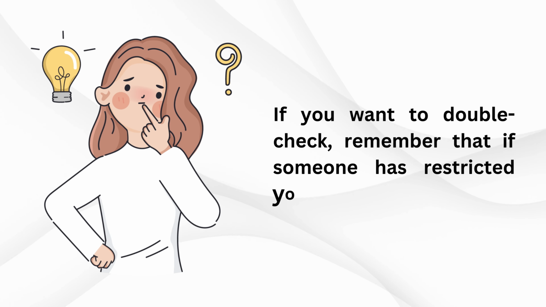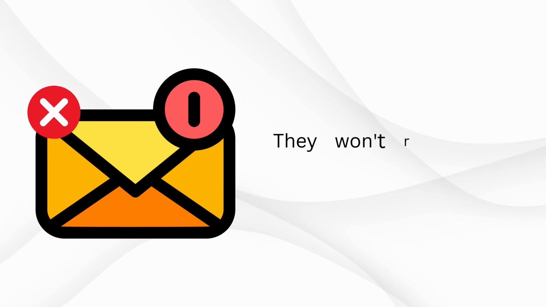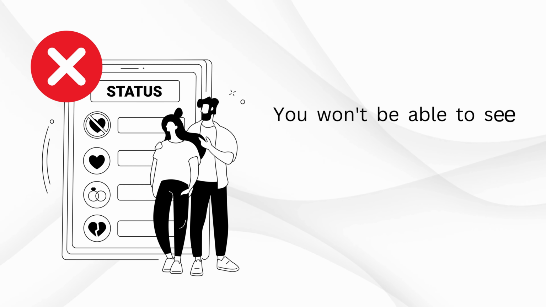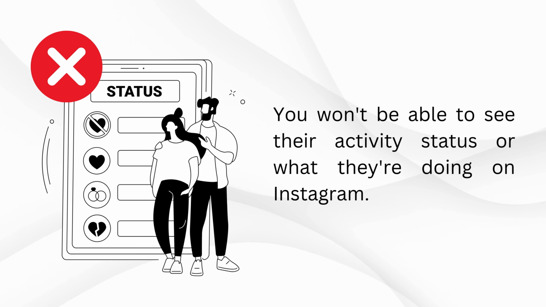If you want to double check, remember that if someone has restricted you, they won't respond to your messages. You won't be able to see their activity status or what they're doing on Instagram.